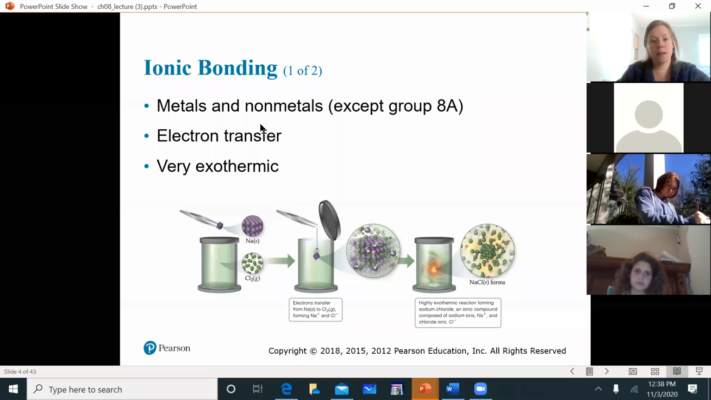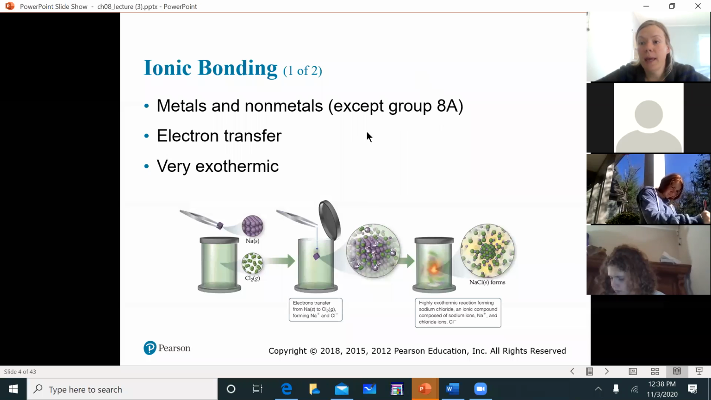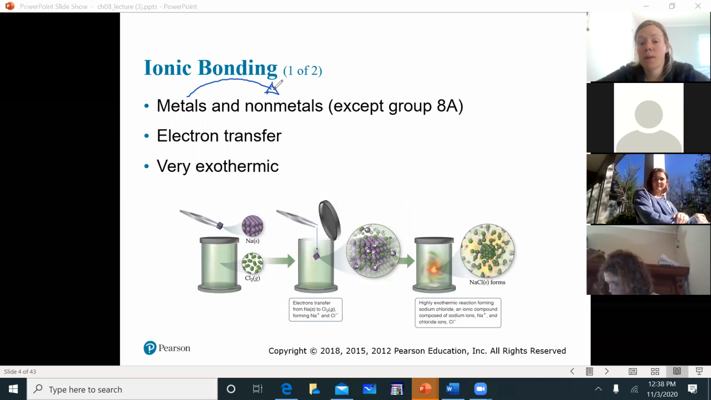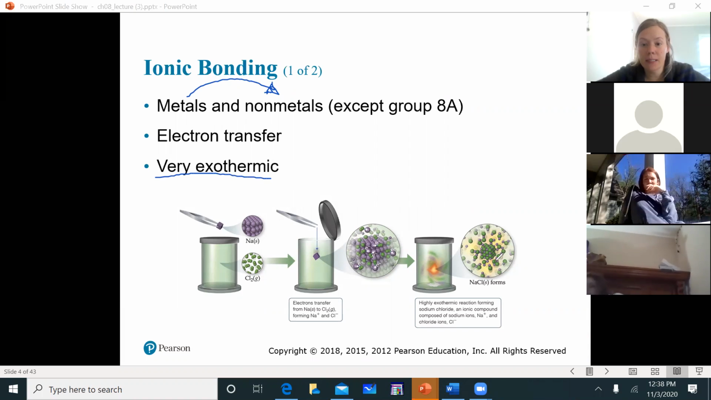So when looking at ionic bonding, this is where we have metals and nonmetals, minus group 8, which is the noble gases. So we have some sort of an electron transfer here, where an electron from the metal is going to move over to the nonmetal, and it may be 1 electron, it could be up to 3 electrons. This is a very exothermic process. So when we make this bond, we release a lot of energy.